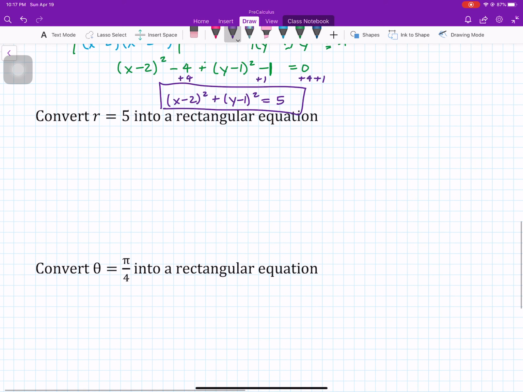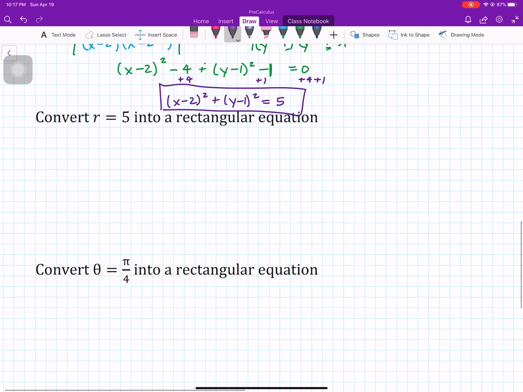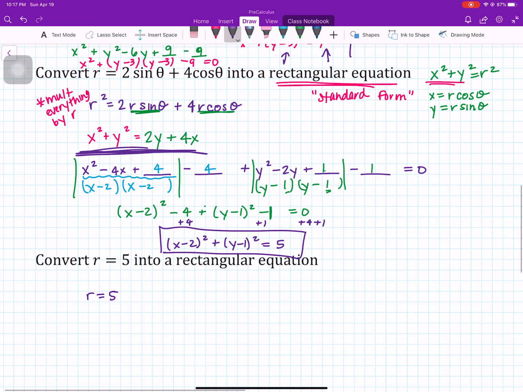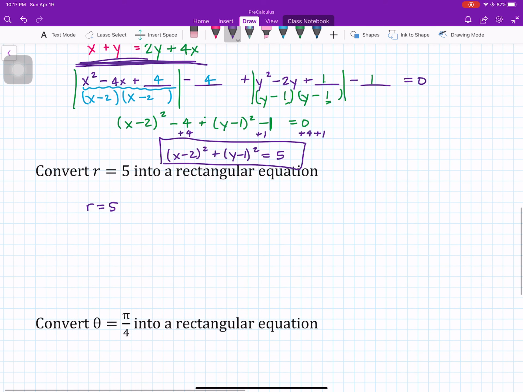A few more examples for us. This one's a pretty basic one. Convert r equals 5 into a rectangular equation. You might remember from a few lessons ago, r equals 5 is a circle with a radius of 5. So you might already remember what to do. But if you just start off with r equals 5, there's no sines or cosines. There's no r squared. So the only thing you can do is multiply both sides by r.